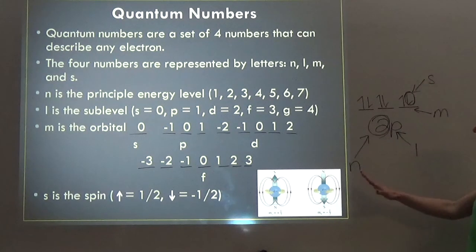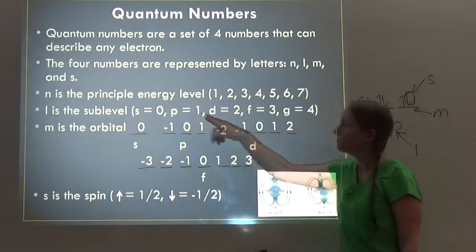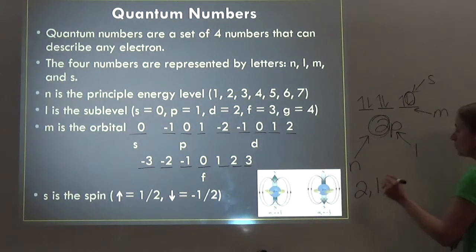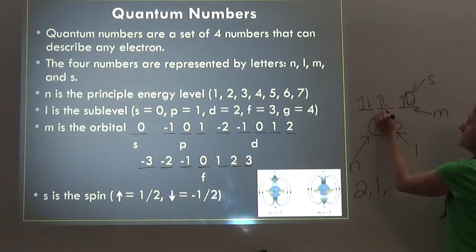So let's just look at the 4 for this one. So N would be 2, because it's in the 2nd energy level. P is 1. Remember, S is 0, P is 1. So because it's P, my second one will be a 1. Remember, M is the orbital, so I'll put 0 for the middle one.